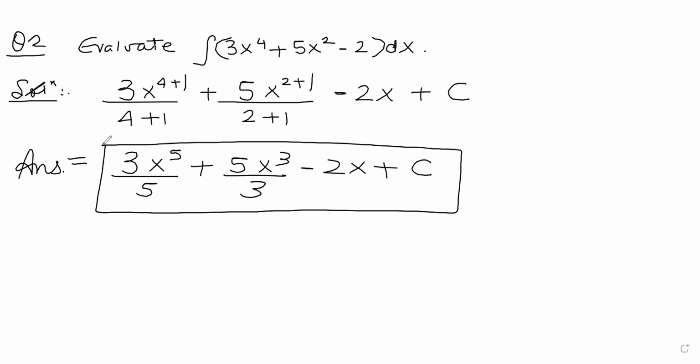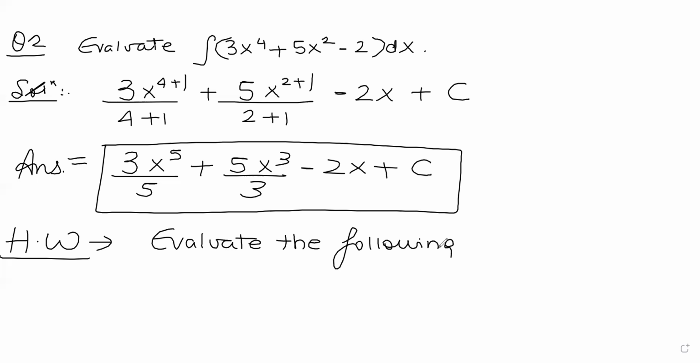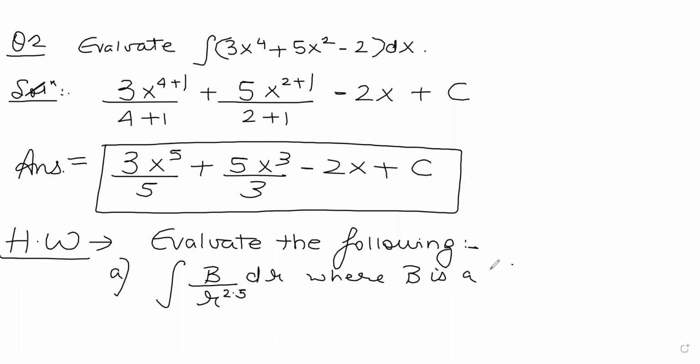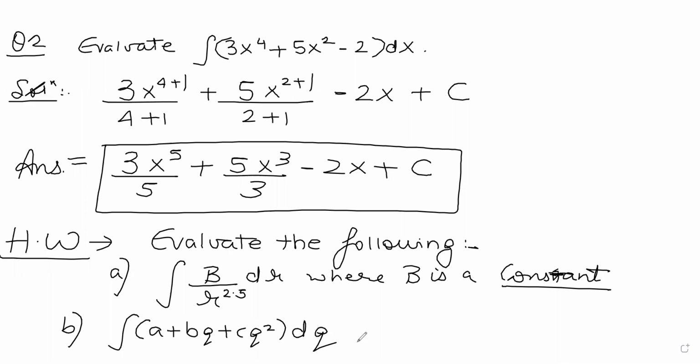Okay, so guys, this is where I intend to stop in this particular lecture. Homework for all students is as follows. Homework for this lecture is evaluate the following. Part A, integral b upon r to the power 2.5 dr, where b is a constant. And part B, evaluate integral a plus bq plus cq square dq. So students, please take these last two questions for homework.